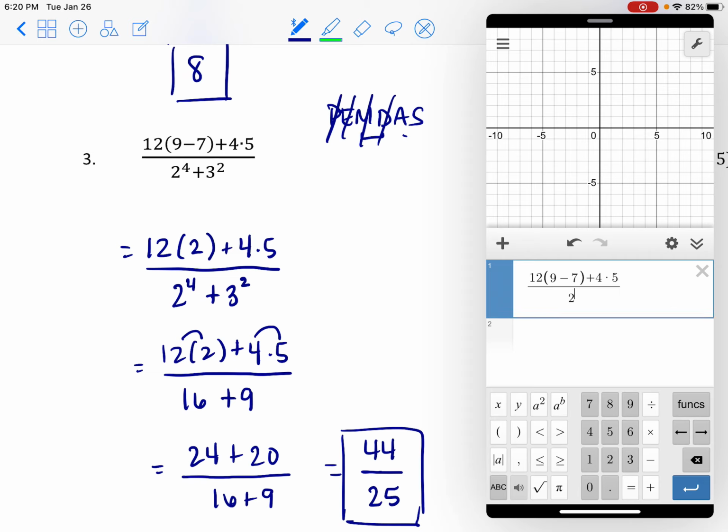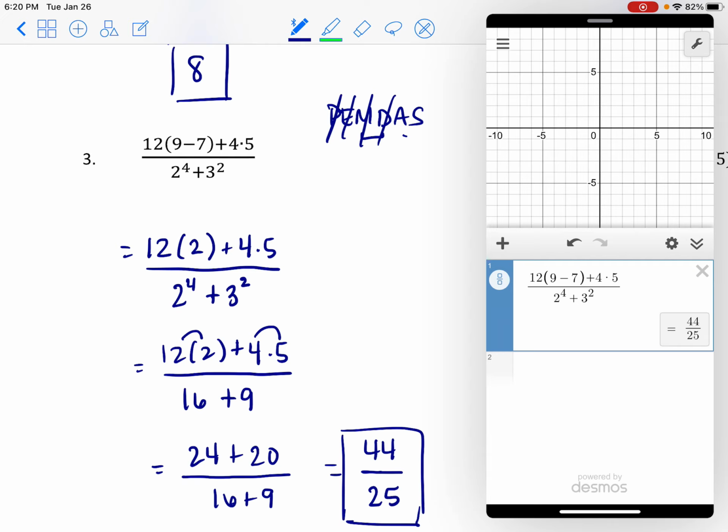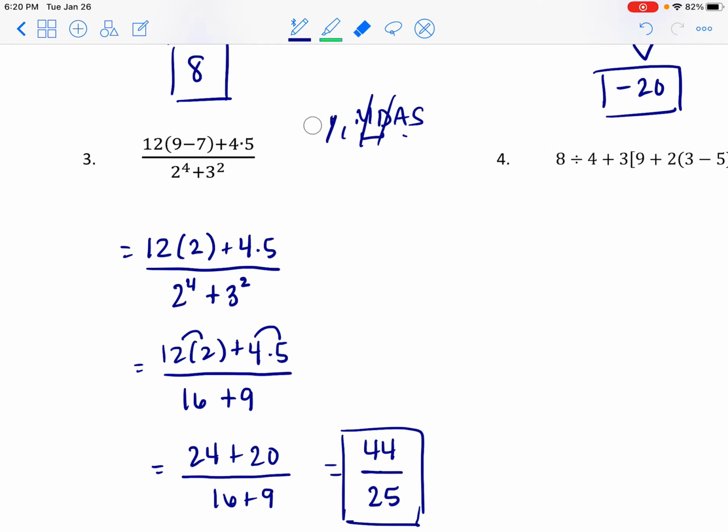All right, on the bottom, 2 to the 4th. And then we want to add 3 squared. And it gives me 1.76. Now I have the fraction format, so remember in the blue here, it has a little picture of a fraction. If we tap on the picture of the fraction, it will turn it into our fractional form, which is 44 over 25. So we're good.